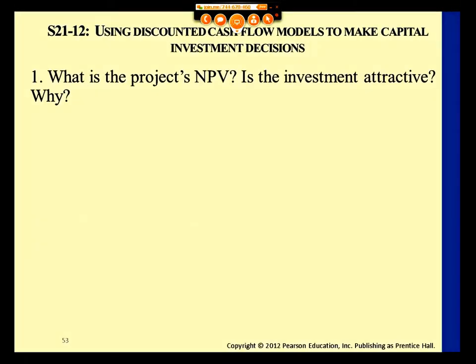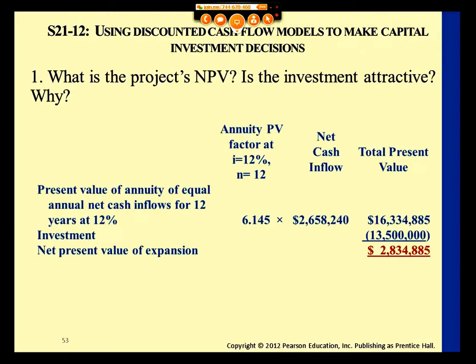NPV. We're going to take our inflow, right? We calculated it, and we multiply by this factor that I'm giving you, 6.145, right? So to calculate, you take the number that we just calculated, and you multiply by the factor.